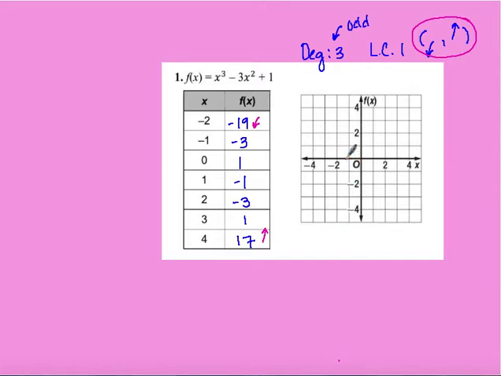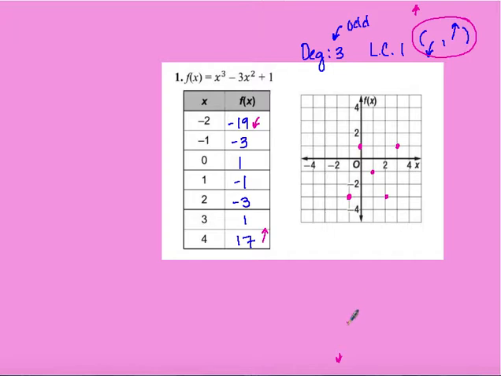Then we're going to go to -1, -3. This is the first point you're going to actually see on the graph. 0 is going to go to +1, 1 to -1, 2 is going to plot at -3, 3 is going to plot at +1, and 4 is going to plot all the way up here at 17. Not going to quite reach it, but I know that I need to end up in that area up there, as well as starting down here.